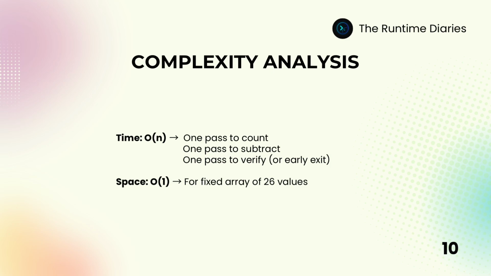Let's break down the complexity. The time is O of n. 1 pass to count, 1 pass to subtract, and 1 pass to verify. Or we exit early if we detect a mismatch. The space is O of 1. We only ever use a fixed array of 26 integers, which does not scale with input size. That's as optimized as it gets.